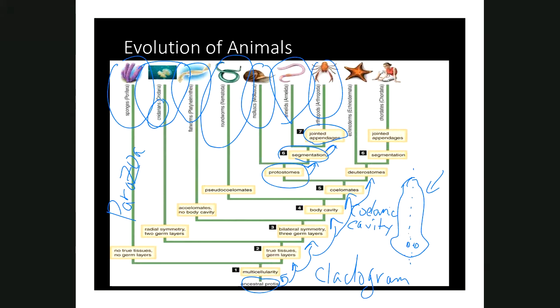And if you're a true coelomate and you, as an embryo, when you're just a little ball of cells, start making the little openings for the digestive system, and the first opening that you make ends up being your anus, then you're a deuterostome, and that includes us and sea stars and their kin. Right? Note that we also have segmentation and jointed appendages.